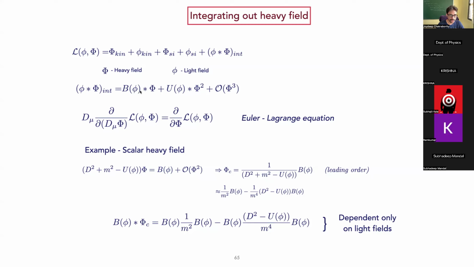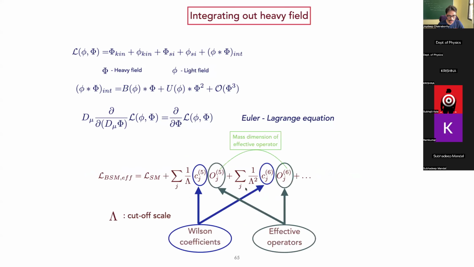That means if there is no interaction term where the heavy field appears linearly along with the light degrees of freedom, then we cannot generate any kind of effective operators at that tree level. So this will not be possible to generate in this way, and we expect the generation of the effective operators at higher order or more. So this is the identification of the Wilson coefficient of the effective operators.